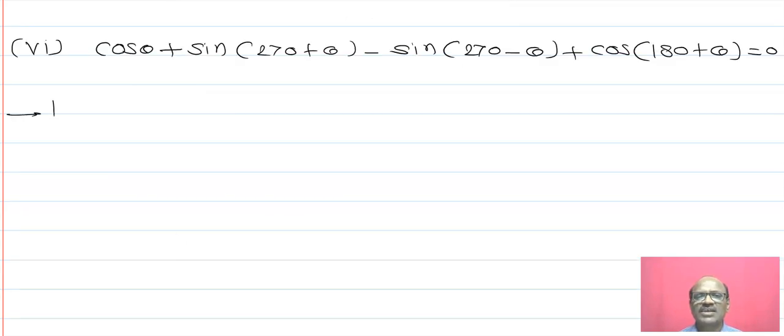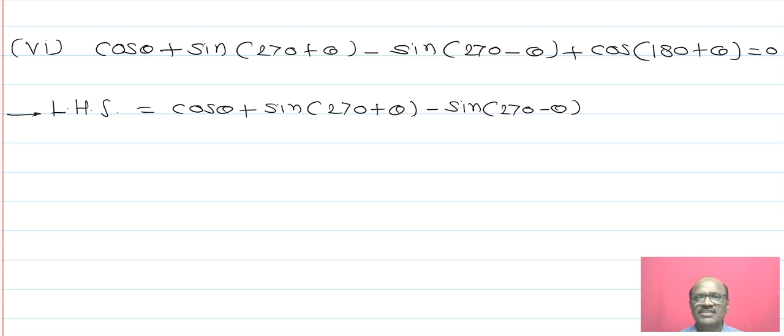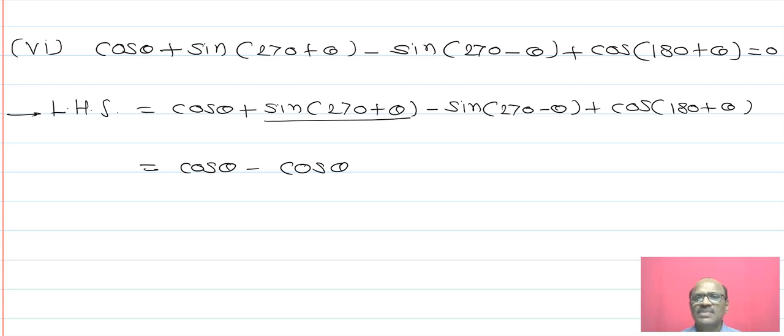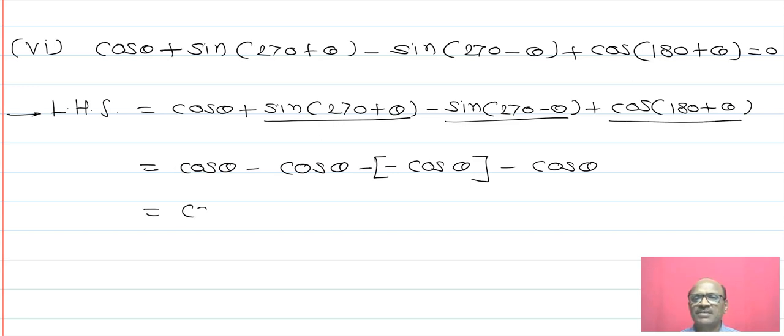Now next is cos theta plus sin of 270 plus theta minus sin of 270 minus theta plus cos of 180 plus theta, and that's equals to 0. Now cos theta as it is. Sin of 270 plus theta, that is 3 pi by 2 plus theta, therefore function will change, and it comes in the fourth quadrant, minus cos. Sin of 270 minus theta, it comes in the third quadrant, sin will become cos, it is a minus cos because in third quadrant sin is negative, and cos of 180 plus theta, it again comes in the third quadrant, it's a pi angle, it remains cos. Now see this, all get cancelled, and overall you are getting its value is 0.